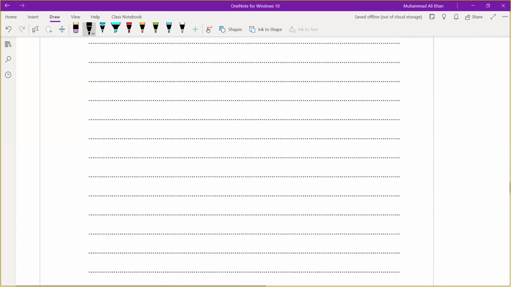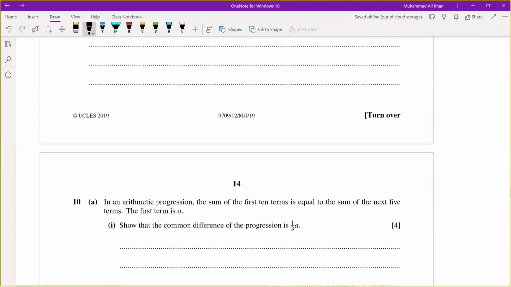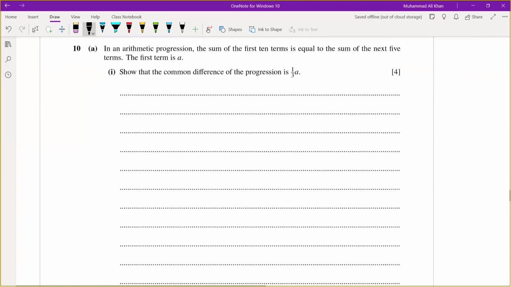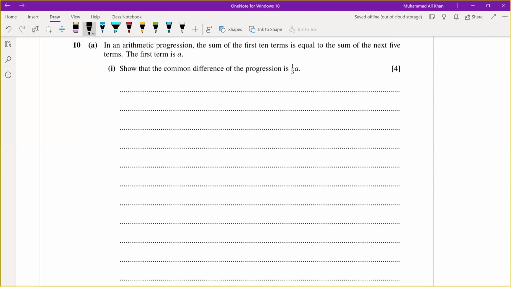And after that, what is next? The next is the question of series. In the A part, in an arithmetic progression, the sum of the first 10 terms is equal to the sum of the next 5 terms. Show that the common difference is 1/3a.